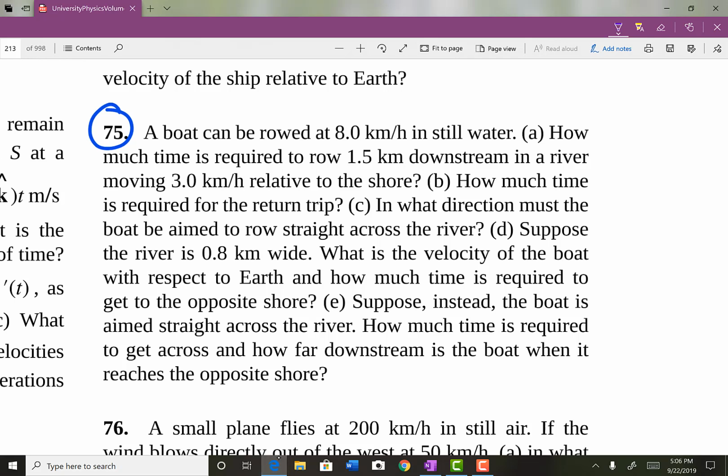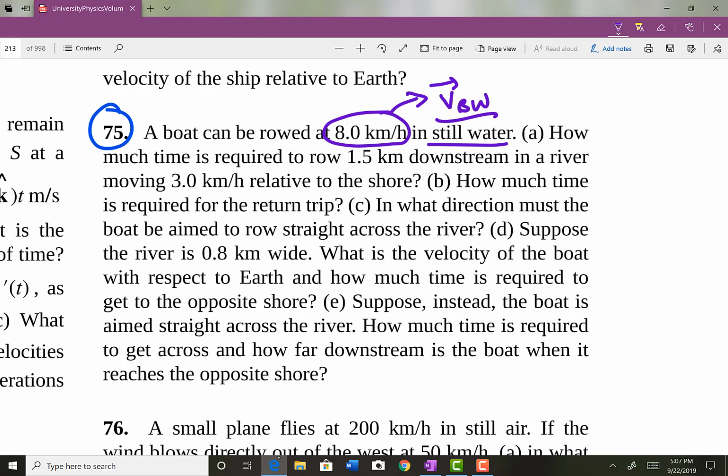So it basically tells us a boat can be rowed at 8 kilometers per hour in still water. Well, let's just start there. 8 kilometers per hour in still water. So that means that's the velocity of the boat with respect to the water. So I highly recommend using this notation. It helps a lot.